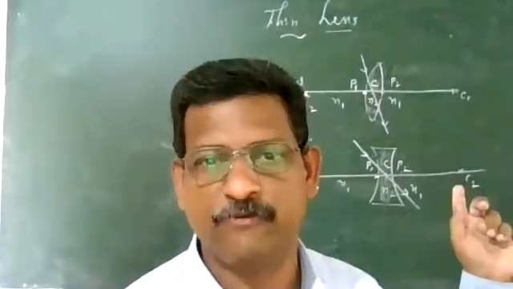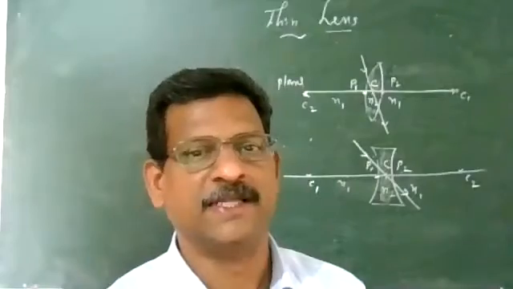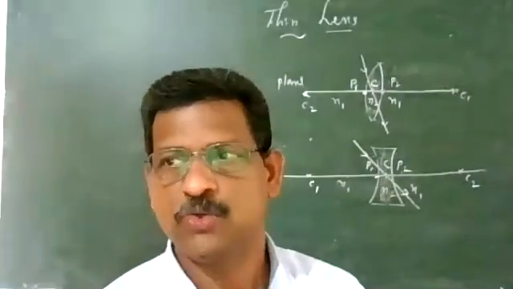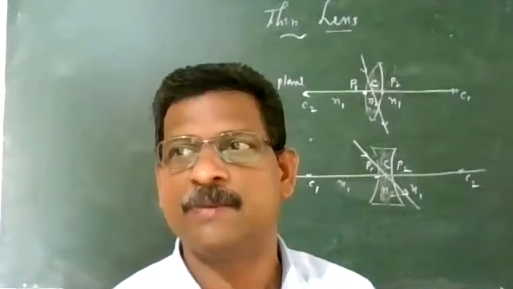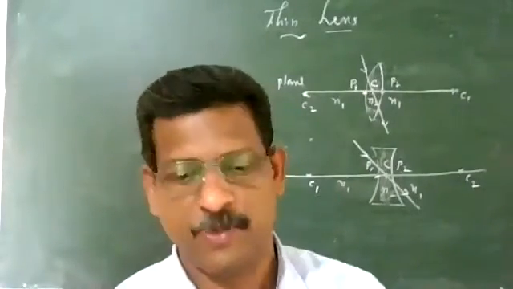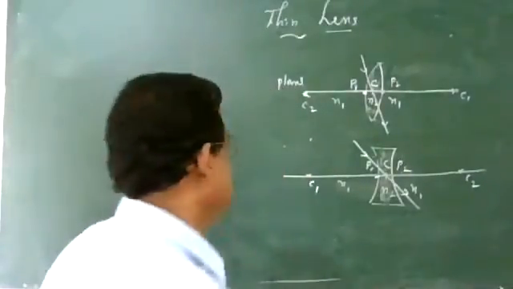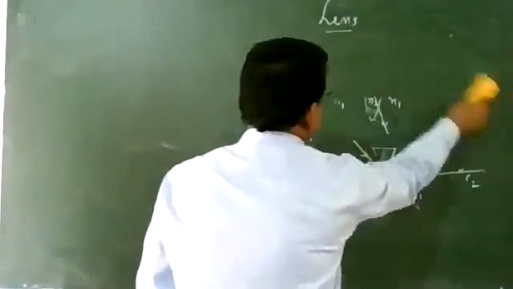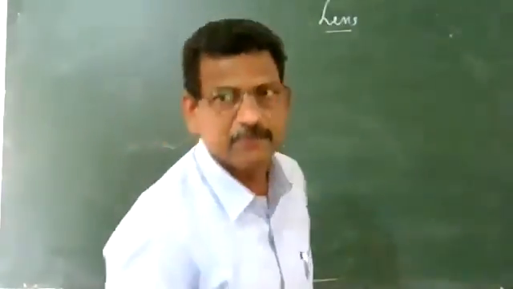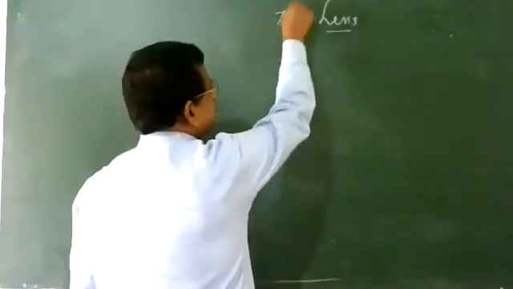So you can draw these two diagrams of the optical center. If it is a thick lens, just like a glass slab, you must have seen that there is lateral displacement. The emergent ray and the incident ray are parallel, but there will be some lateral displacement. For the thin lens, which is all we are discussing, a ray passing through the optical center goes without any deviation.